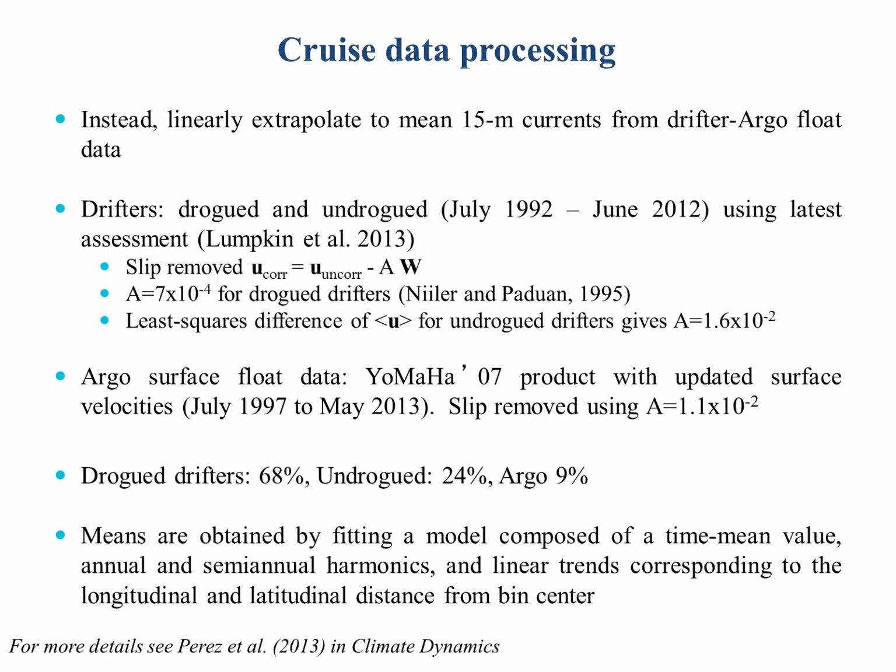But anyway, once we put all of this together and we correct each of those components, we try to get a mean estimate of the 15-meter current. We do that by interpolating onto a uniform grid. At each grid point, we fit a model that has a time mean value, annual and semi-annual harmonics, and linear trends corresponding to the distance from the center of that bin. And it's this time mean value that I say is my mean velocity from the drifter Argo data. That is what I'm going to use to extrapolate upwards to the surface.